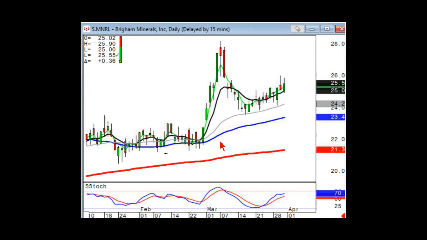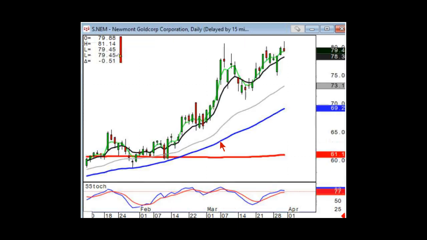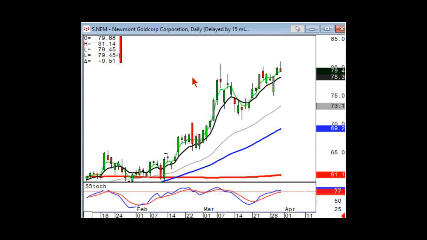The mining stocks are coming up. That's MNRL. Well, TMC is not working off of here. Newmont Mining. Look at your belt hold, confirming your J-hook pattern move. You just stay long on this one.